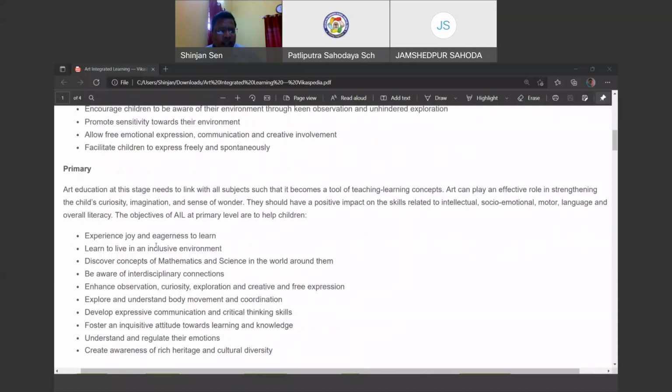So the objectives of art integrated learning at primary level are to help children experience joy and eagerness to learn. They should learn more. That will help. They should be happy and they should learn more. Learn to live in an inclusive environment, where everybody will be there.